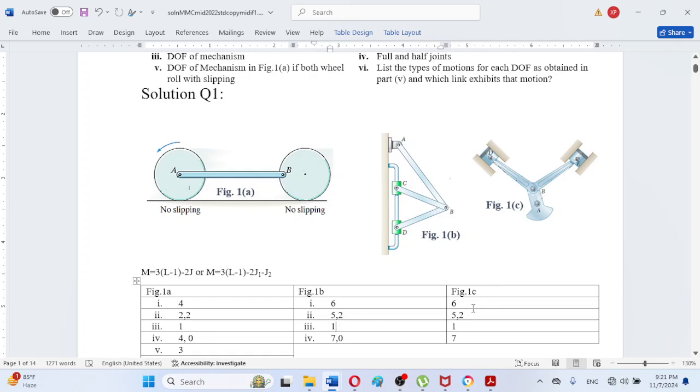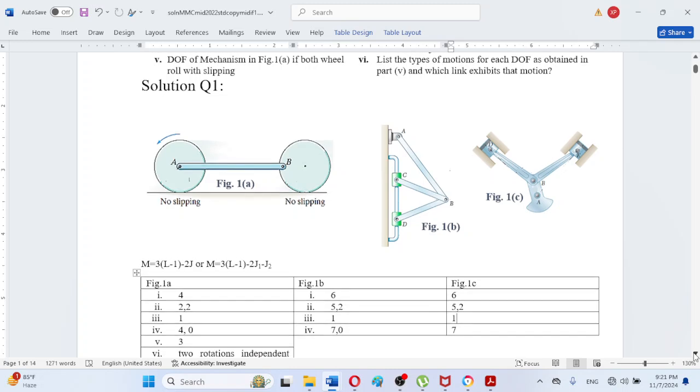In a similar manner, in figure 1c, we can also observe that the total available DOF will also be 15, and there are a total of 7 full joints. So 7 multiplied by 2 will be 14. So 15 minus 14 will be 1. So in this way, 4 clauses have been solved.